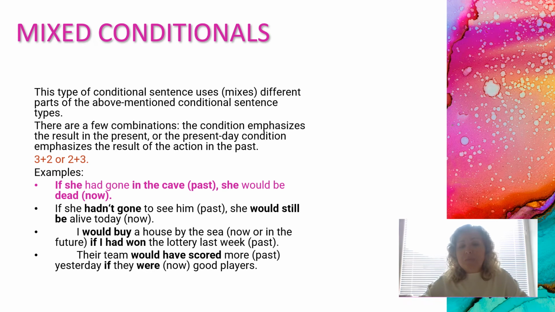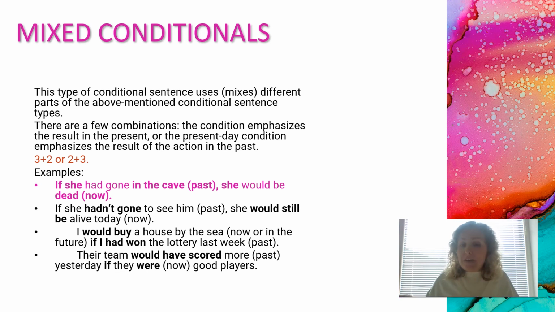Again, here my example is not perhaps that great, but you get the idea. If she had gone in the cave, so in the past, if she had gone in the cave, she would be dead. So the result in the present would be that she is dead. Or if she hadn't gone to see him in the past, she would still be alive today. And then you have the other way around.